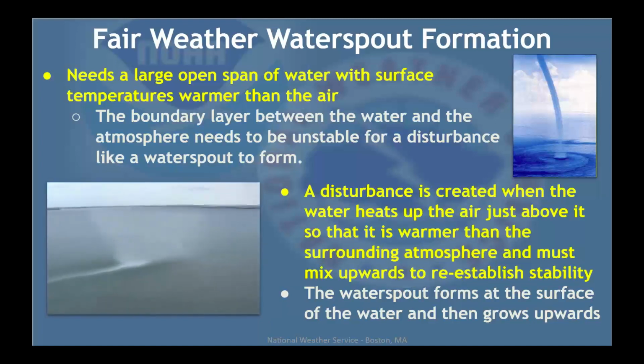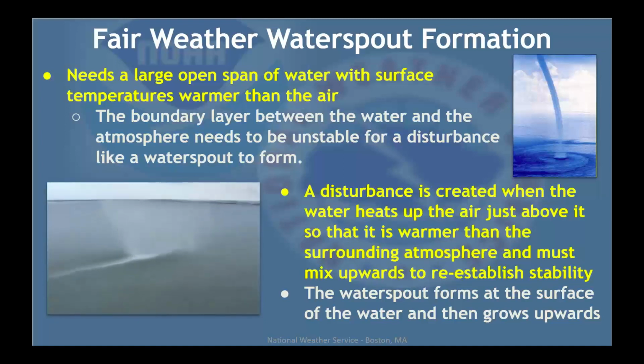So this disturbance happens when the water heats up the air directly above it. That makes the air warmer than the surrounding atmosphere. And we know as meteorologists that warm air likes to rise. So when the air is warmer than the surrounding atmosphere around it, it must mix upwards in order to try to reestablish stability. A lot of our weather across Earth is just the atmosphere trying to go from unstable to stable, trying to balance itself out. And that's what's happening here, and why we're getting an upward motion. That is the initial stage of these waterspouts.